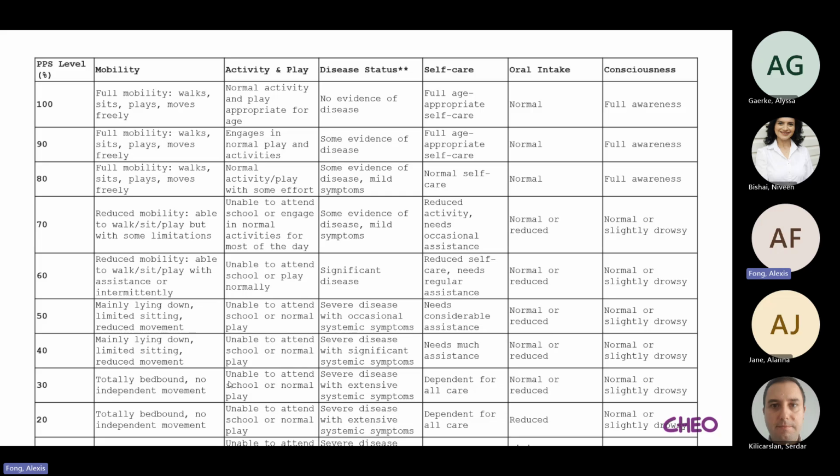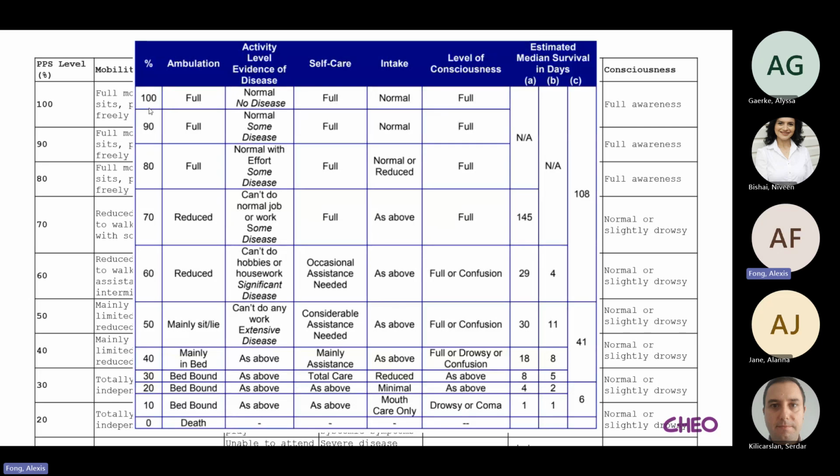This is not testable material, just helpful to know about. On the adult side, there's something called the Palliative Performance Scale, which is this big scale that looks at ambulation, activity level, self-care, intake, level of consciousness, etc., to describe someone's performance and function. And it helps us understand how sick someone is. So if someone told me they were PPS 100, they have full ambulation, there's really no disease, self-care is no concern. But if someone tells me I have a patient who's PPS of 20, I know that patient is likely close to end of life.